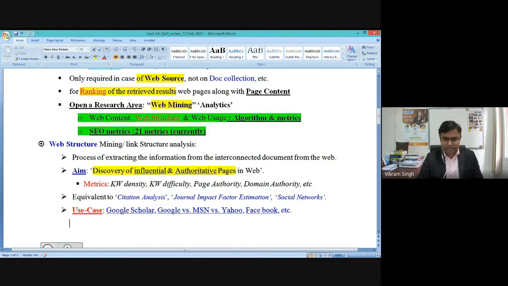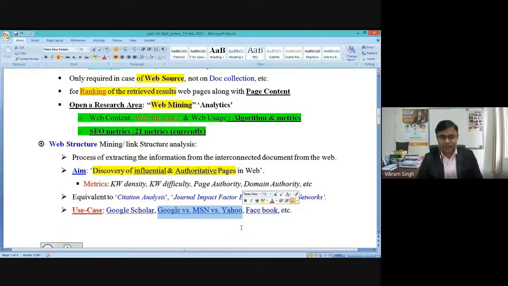You can always go for this kind of study: let me explore the Google Scholar platform and try to understand what contribution link analysis has in the performance of Google Scholar. Similarly, you can perform a comparison between Google search and MSN and Yahoo, because for the same user query, these different search systems give different results. These three search platforms have similar documents, similar web pages in their index database, but as far as a user query is concerned, they have different arrangements of these results.